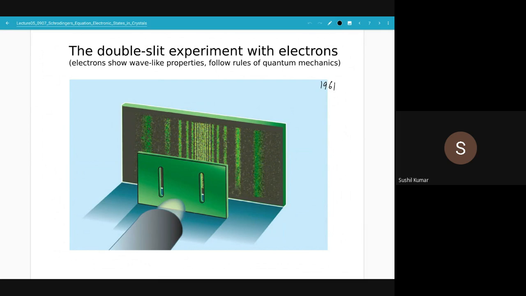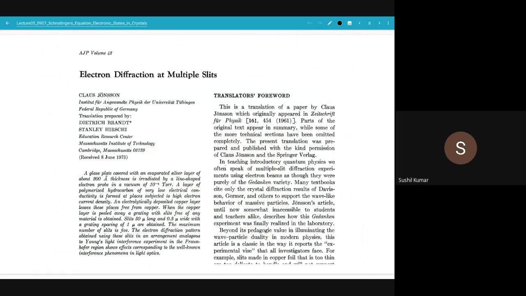This is a double slit experiment with electrons, and they were able to make two slits in a metal film. And there is an electron gun with high voltage, which is releasing electrons, bunches of electron charges. And then there is a photographic plate, and they were able to see this diffraction pattern. So this was done by Klaus Johnson. And it's always interesting to read the paper. That's the paper right here.